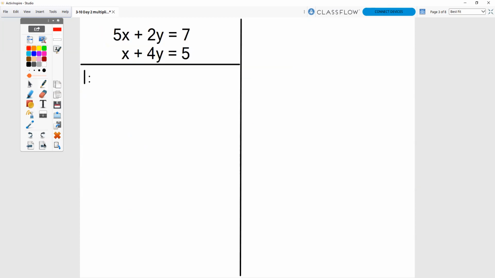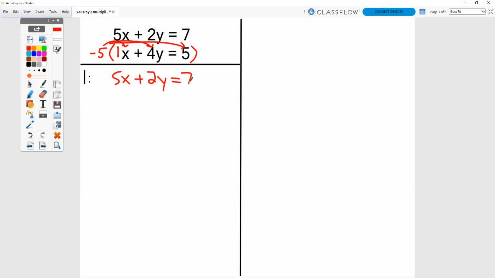So take a look at this first one. I see right away that I have a 1x and I have a 5x. The opposite of 5 is -5. So I want to take this whole bottom equation and multiply it by -5 because I'm trying to create a 5x and a -5x. I'm trying to create those opposites. So now I want to distribute. All right. When I do that, I'm just going to bring down my first equation. I didn't touch that top equation, so I'm just going to rewrite that top equation.